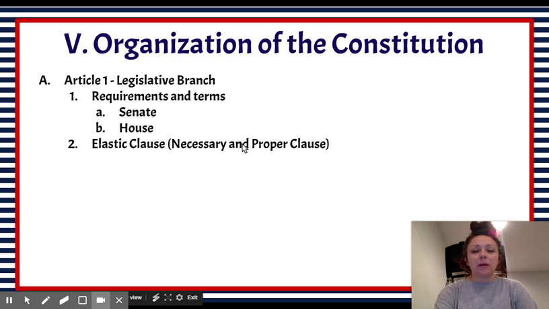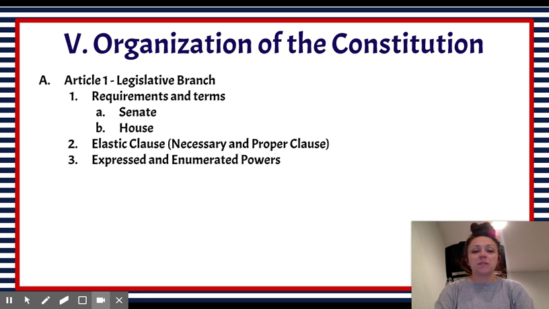So the Necessary and Proper Clause is called the Elastic Clause sometimes because it stretches the power of Congress. If you look at the Elastic Clause, it's definitely going to increase the power of Congress. It's going to allow them to basically make any law that they want to. So what does elastic do? It stretches, just like the power of Congress with the Necessary and Proper Clause.